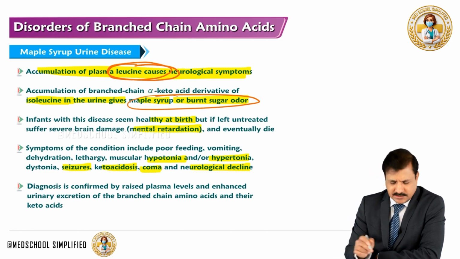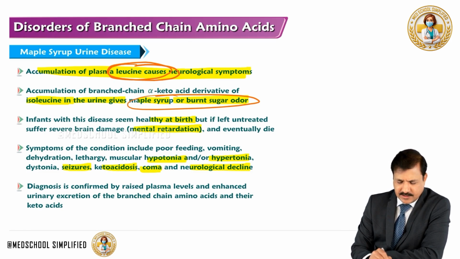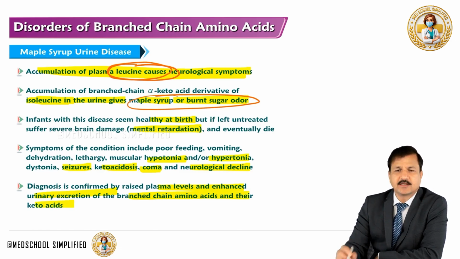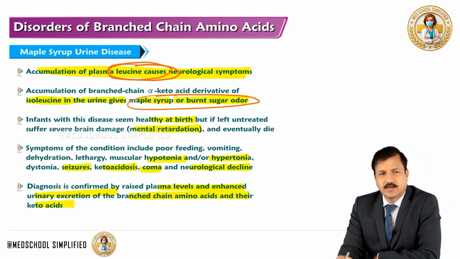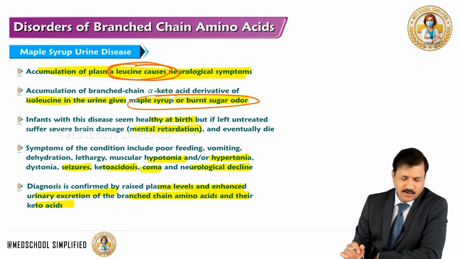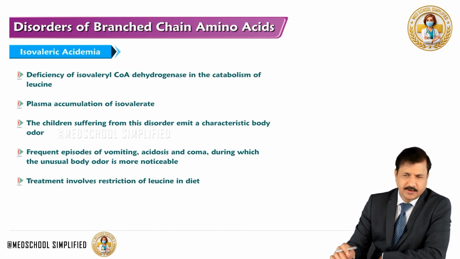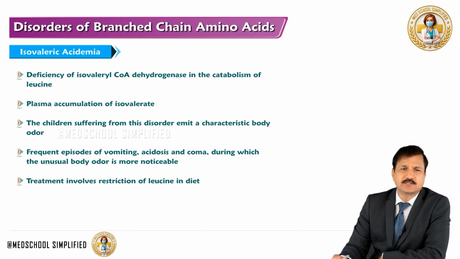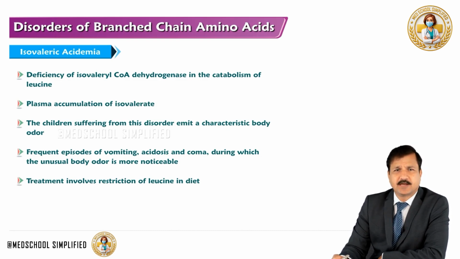So diagnosis is confirmed whenever there are raised plasma levels and enhanced urinary excretion of branched chain amino acids and their keto acids. We'll have to look for that in the blood and in the urine. That's about maple syrup urine disease. Now let's move on to see isovaleric acidemia.